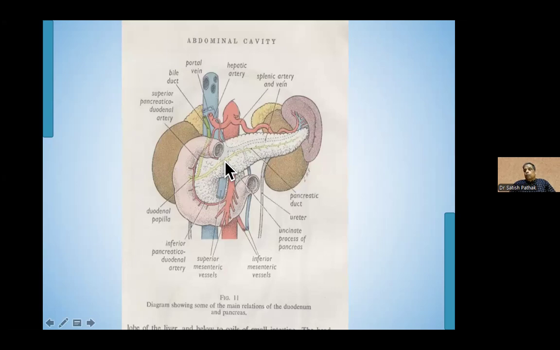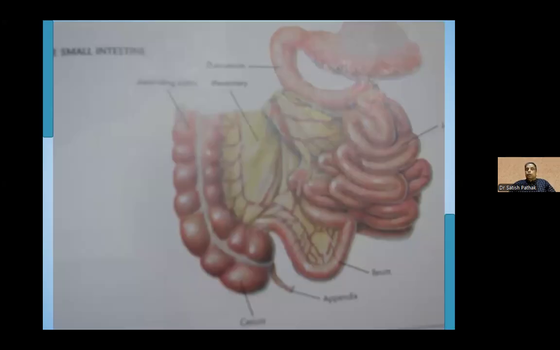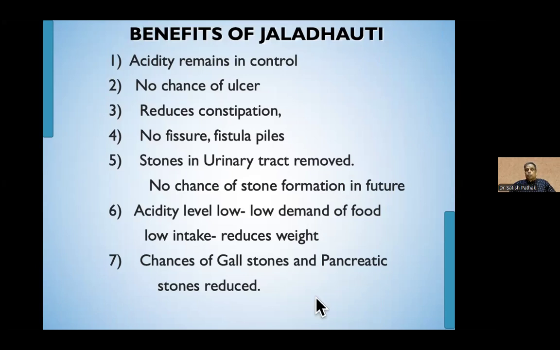They will form stone. Now, if you are doing Vaman, when this water flows through here, it will not allow any dust particle or food particle to stay over here to block the opening of the bile duct and pancreatic duct. So chances of developing gallstone and pancreatic stone are reduced if you are practicing Vaman regularly. So this benefit you get by doing Vaman. These are all the benefits you get by doing Vaman. That is why you should be practicing Vaman.